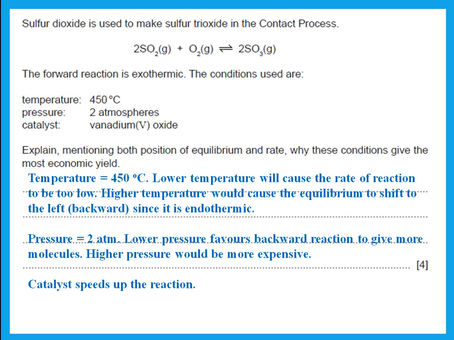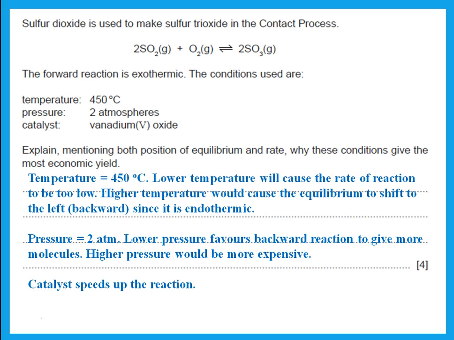So here the temperature is 450. Now, why aren't we using lower temperatures? Because lower temperature will cause the rate to be too slow. Why aren't we using higher temperatures? Because the forward reaction is exothermic, so higher temperature will cause the equilibrium to shift to the left, since that is endothermic. So this would give less yield of sulfur trioxide.